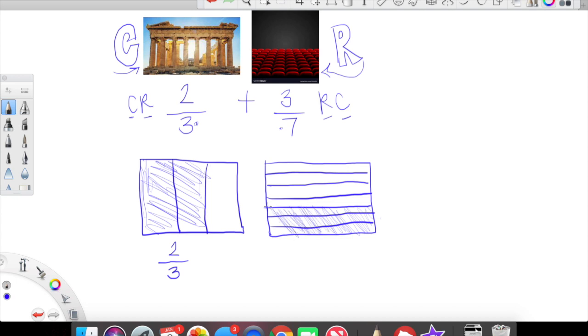Why is she shading in 3 of those rows? Well, because 3 is our numerator. This represents 3/7. This represents 2/3. I'm going to write our originals in blue and then switch it up.